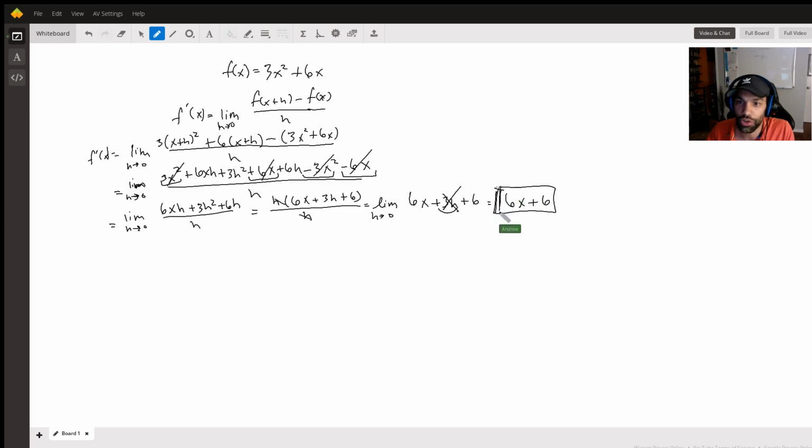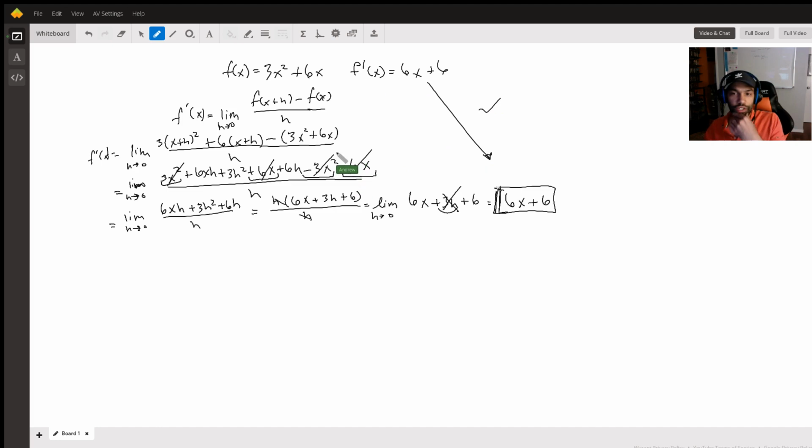And this you could also double check by going back here and making sure this is true. If we look at the power rule, for instance, in order to evaluate the derivative using the power rule, bringing the 2 down and multiplying would give us 6x, and then plus 6, and that matches. So that's perfect.